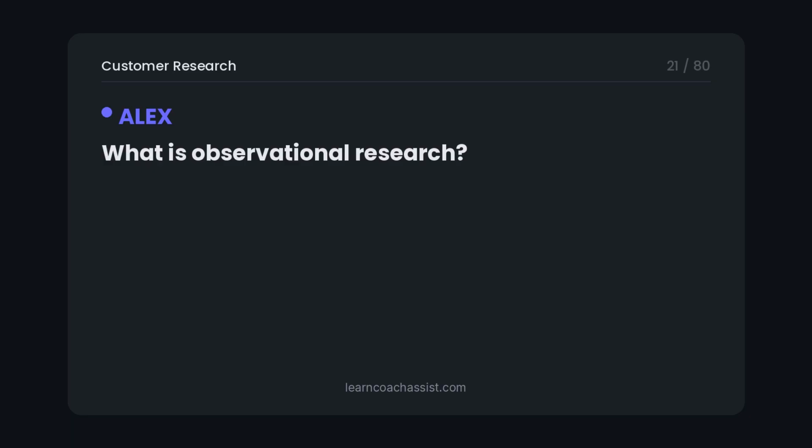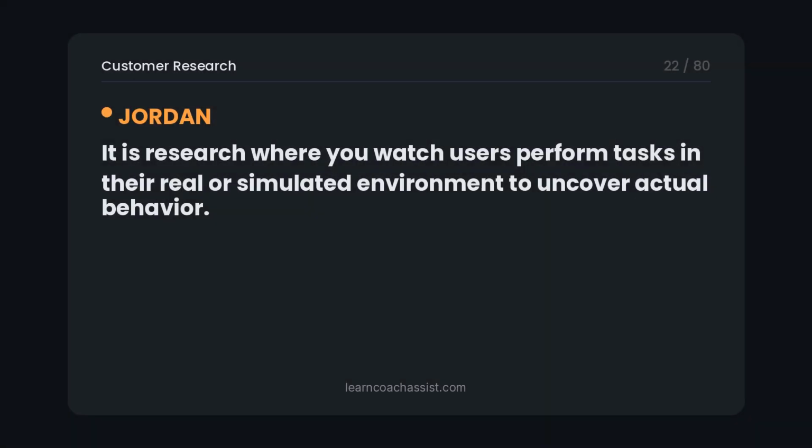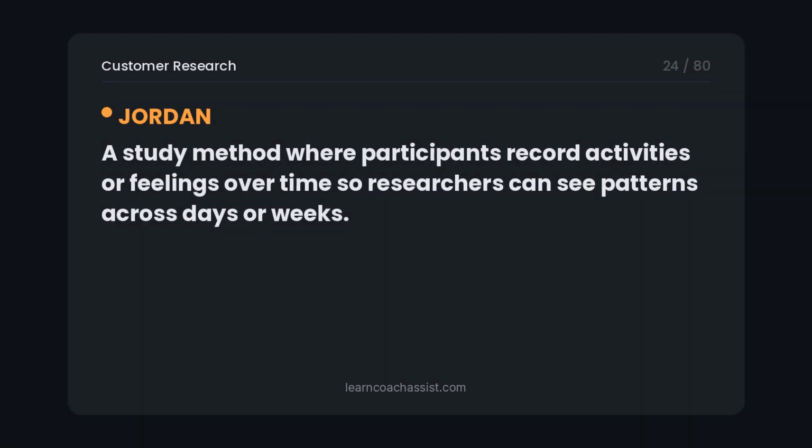What is observational research? It is research where you watch users perform tasks in their real or simulated environment to uncover actual behavior. What is diary research? A study method where participants record activities or feelings over time so researchers can see patterns across days or weeks.